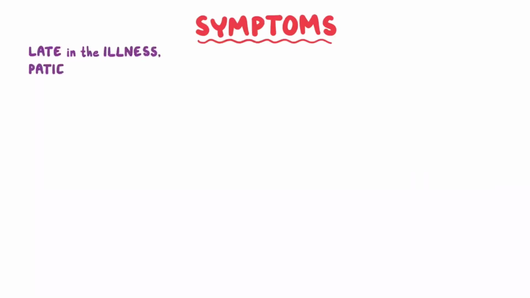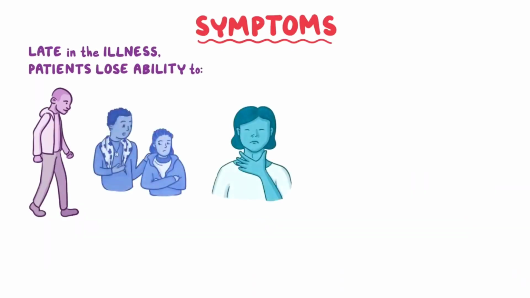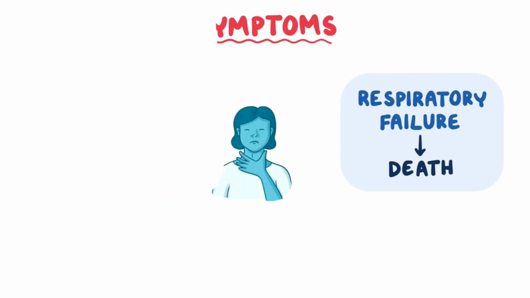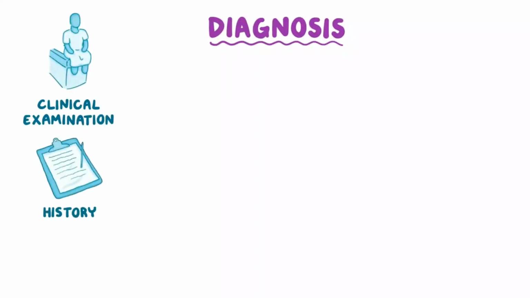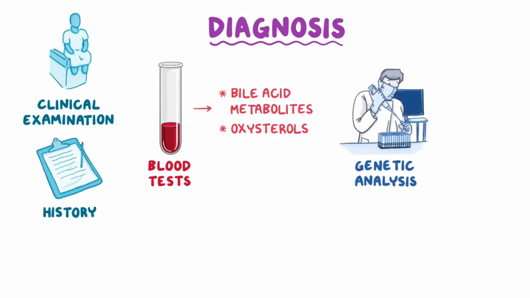Late in the illness, patients lose the ability to walk, talk, and swallow, and respiratory failure is a frequent cause of death. Diagnosis of NPC is based on the clinical examination and history, and blood tests to detect biomarkers like bile acid metabolites and oxysterols. Finally, genetic analysis of the NPC1 and NPC2 genes confirms the diagnosis.